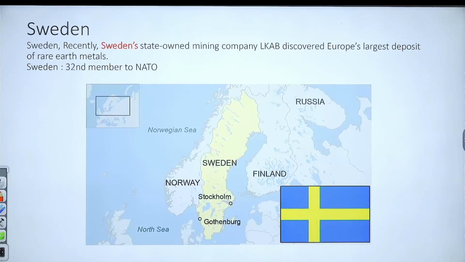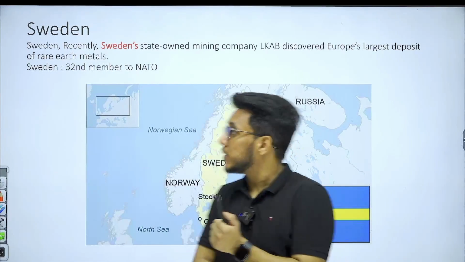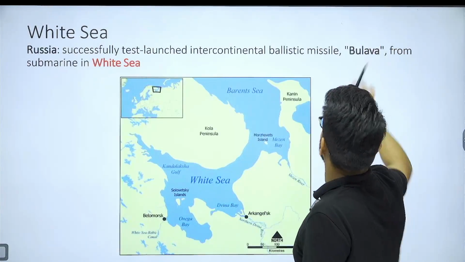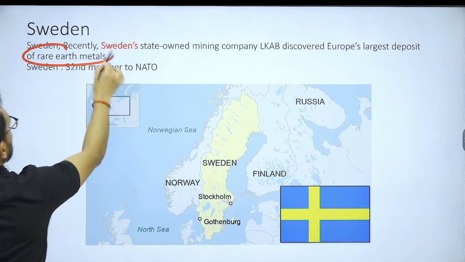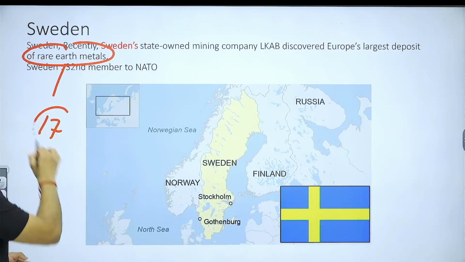Now, the next one is Sweden, which was in news. Why was Sweden in news? Because Sweden has found Europe's largest deposit of rare earth metals. Now, guys, when we talk about rare earth metals, it is a group of 17 metals.